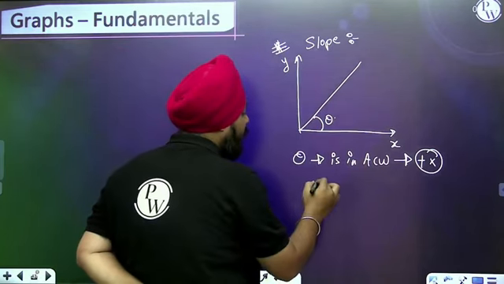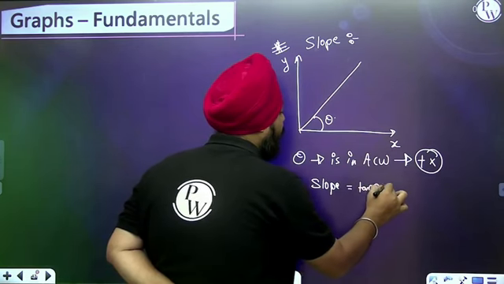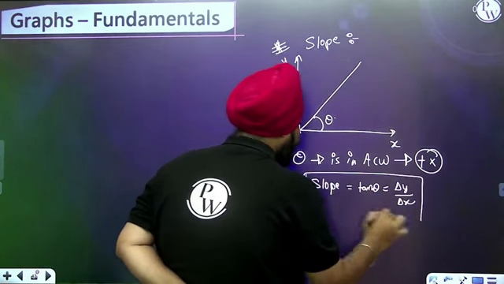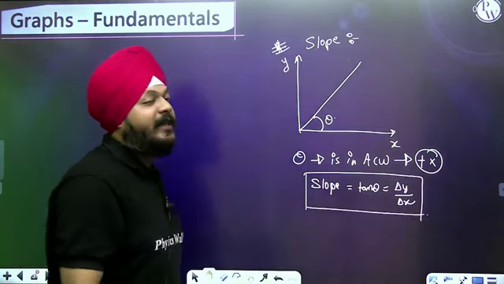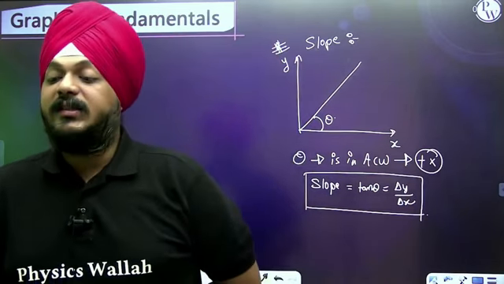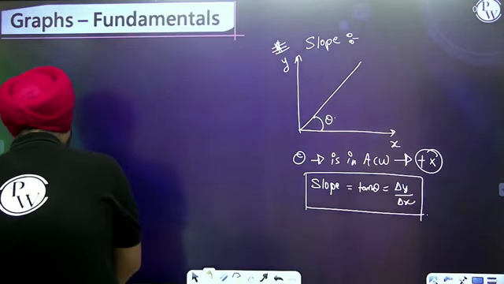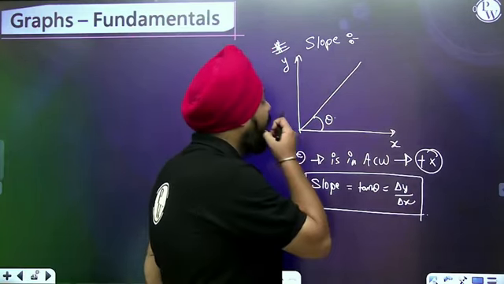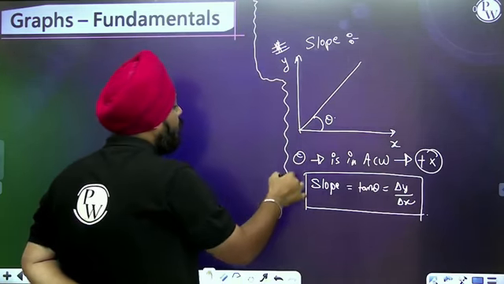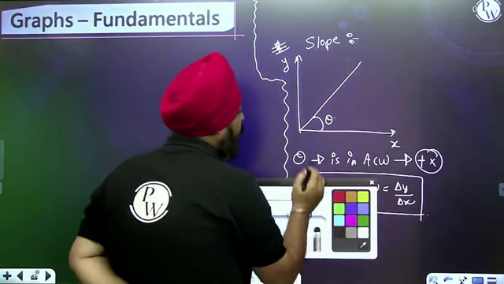So in this case, how are we going to define the slope? Slope is equal to tan theta, which is equal to del y by del x. In a graph, the quantity on the y-axis with respect to x always gives the slope. This thing you all are aware of. Now, let's move on to the next thing.